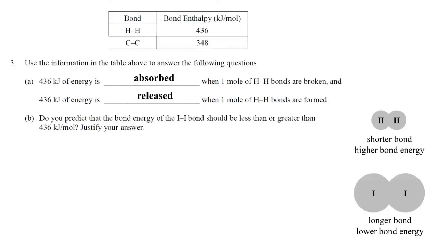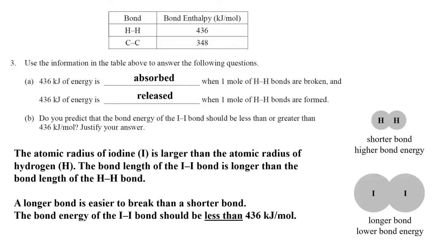So we'd expect for 2 H atoms a shorter bond, which is harder to break, and a higher bond energy. And then for iodine, we'd expect, because the atoms are larger in size, a longer bond, which is easier to break and has lower bond energy. So the answer to part B is the following.